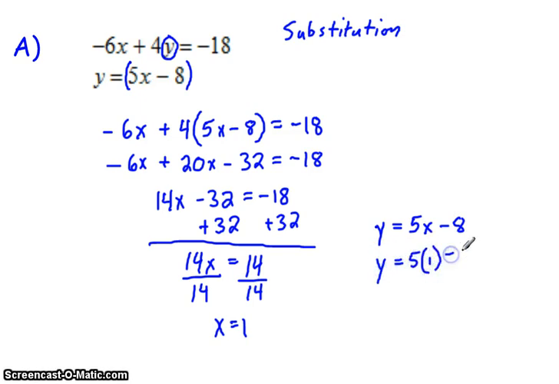5 times 1 minus 8. 5 times 1 is 5. 5 minus 8 is negative 3. So my solution is 1, negative 3. And I just think in this case I didn't have to do any rearranging like I would have to for the elimination method. It was already isolated for y. So I think substitution was a clear choice here. Alright, let's do one more example.